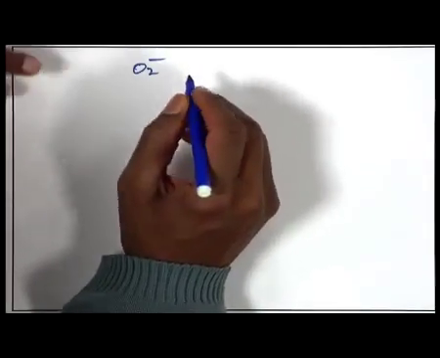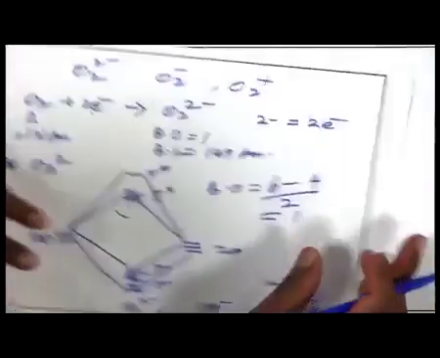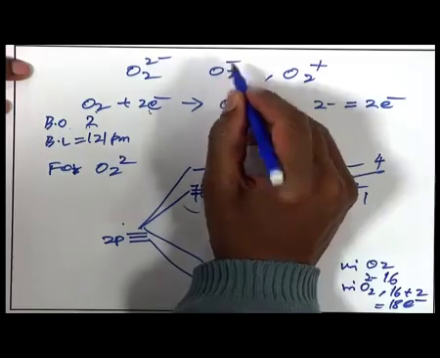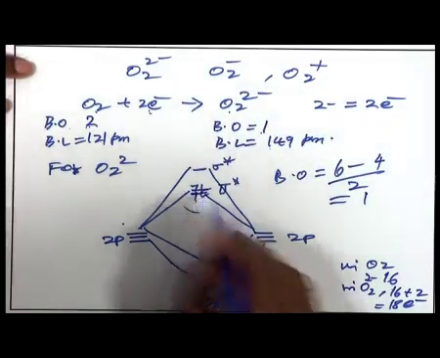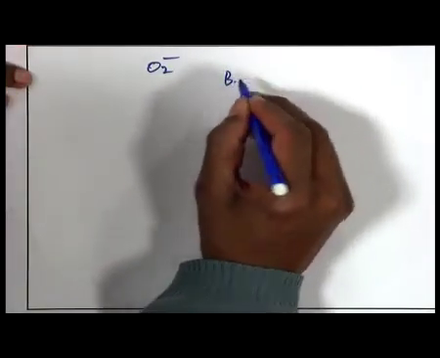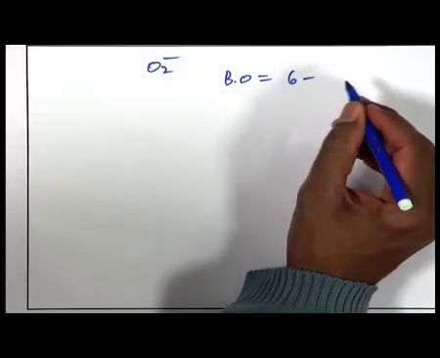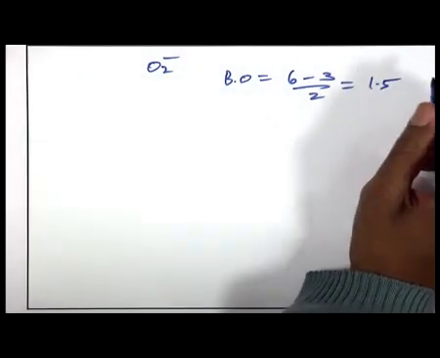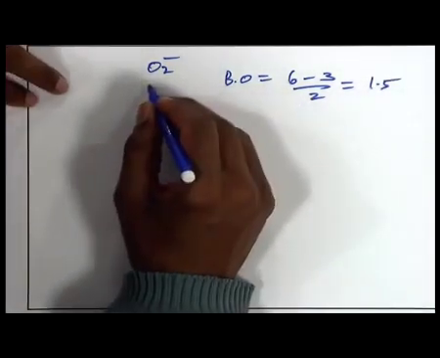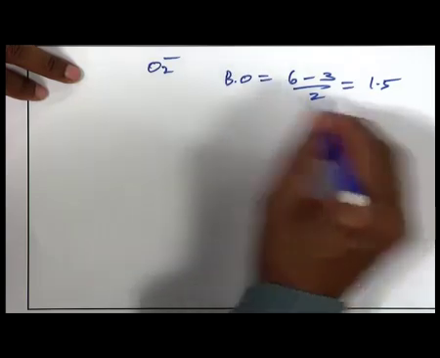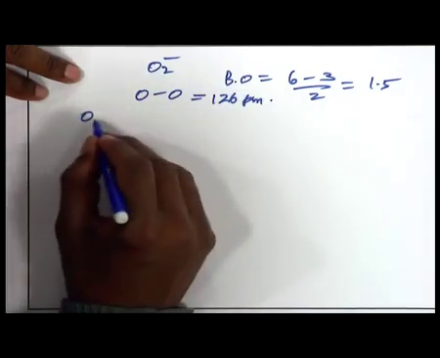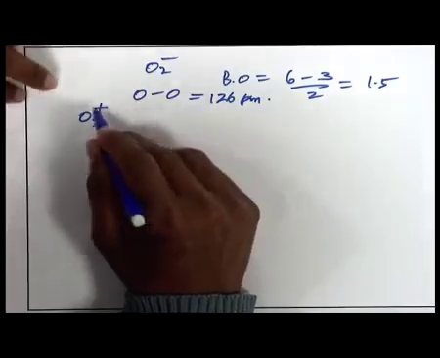Now let us see O2 minus, the superoxide. For O2 minus, you have to put only 1 electron, since minus means 1 electron, and that will go here. So for O2 minus, the bond order equals 6 minus the number of electrons present in the antibonding orbital, which is 3, divided by 2, equals 3 by 2, equals 1.5. So the bond order for O2 minus is 1.5, and the O-O distance was found to be 126 picometer. Similarly, you can have O2 plus, that means electrons are removed from O2.